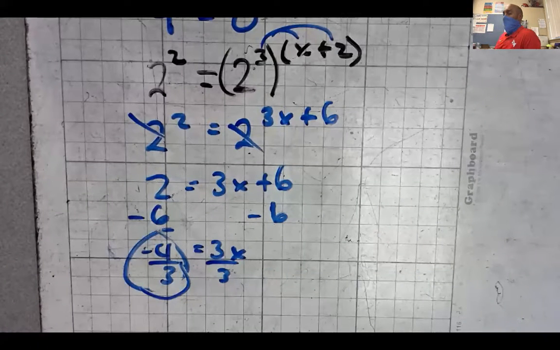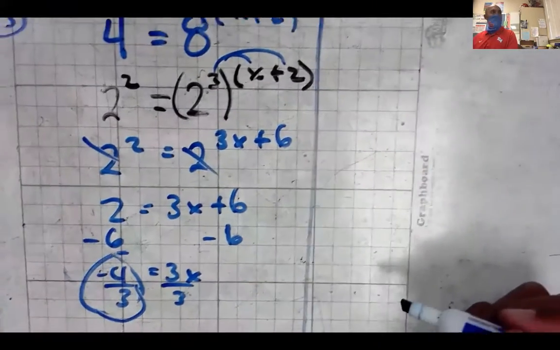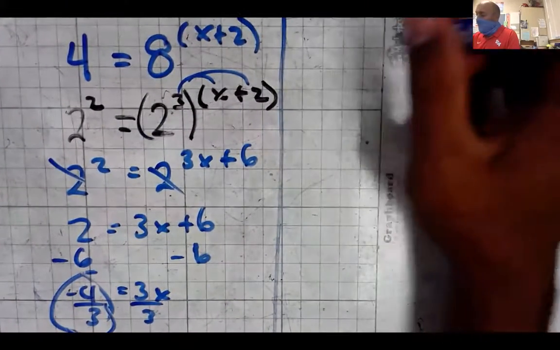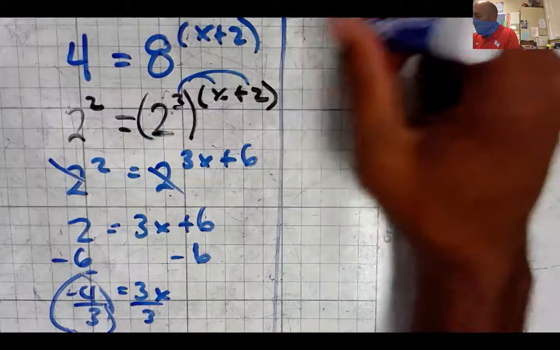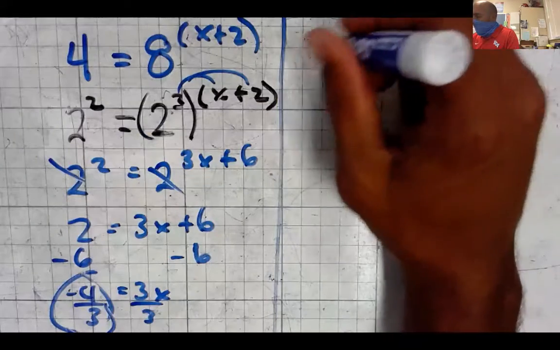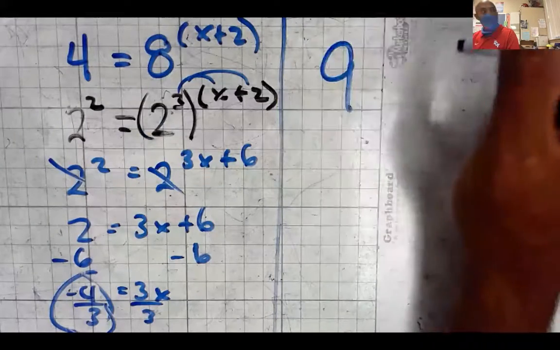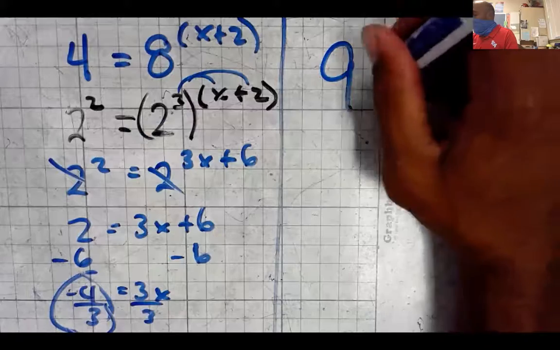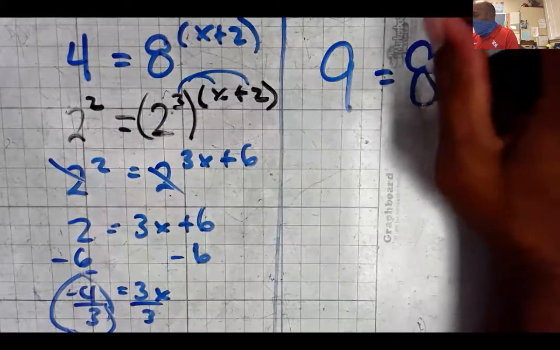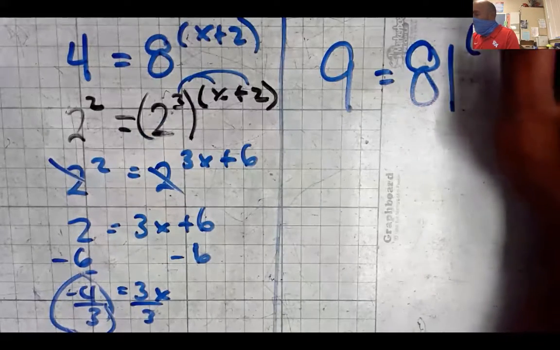All right. Okay, so I want you guys to do one more like that. All right, so let's do 9 equals 81 to the x minus 1.